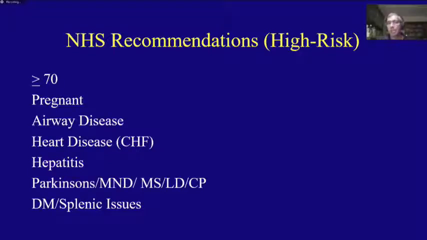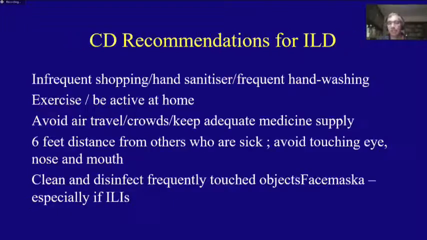There are recommendations by the NHS, the last couple of slides really, on who are higher risk. And we know that these groups, the 70 plus, in fact, Sweden, which is one of the countries that doesn't have a lockdown, because 50% of their workforce works from home, have just advised their 70-year-old plus to stay at home. I don't know if that's a wise decision. We'll know in a month's time whether that decision was wise. Pregnant women, airway disease, heart disease, and all these neurological and uncontrolled diabetic patients are high risk. CDC recommendations for ILD patients are also out on the net for those of you who want to read them.